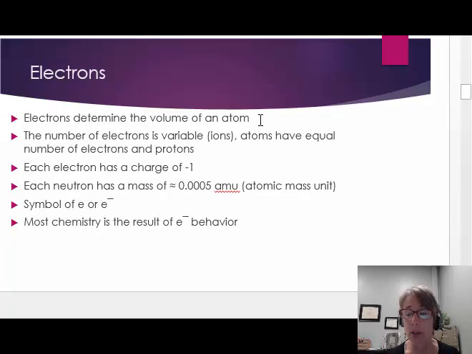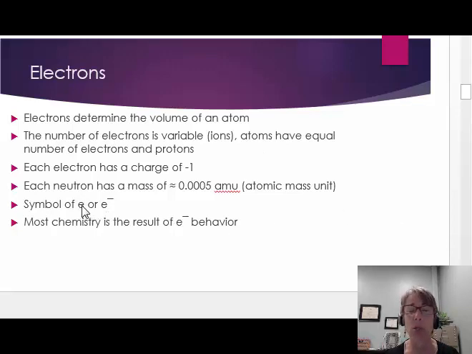Electrons are usually not found in the nucleus, and they determine the volume of an atom. The number of electrons is variable, which is how ions are formed. However, we will tend to concentrate on atoms in this chapter, and atoms have an equal number of electrons and protons. Each electron has a charge of -1, and electrons have a much smaller mass than protons or neutrons, with a mass of 0.0005 AMU. In fact, we generally ignore the mass of electrons when we talk about the mass of an atom or ion or isotope.